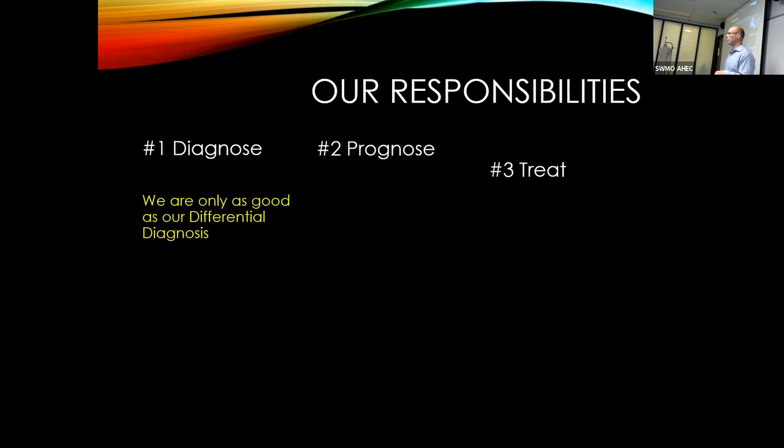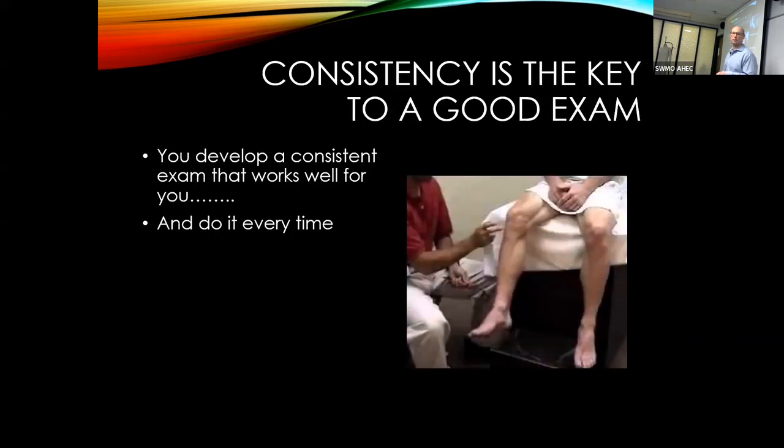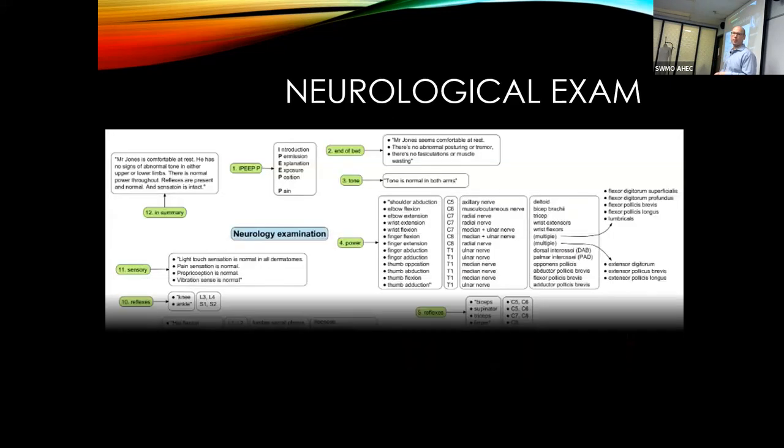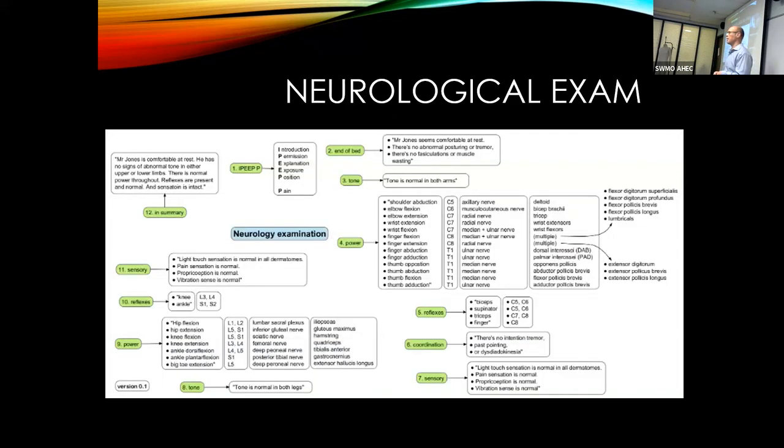Just to recap, our number one job is to get the right diagnosis. The way you do that is a good exam and be consistent. If you do the same exam every time, number one, you dictate it a whole lot quicker. You can just say normal lumbar exam, and then, boom, you got your whole exam done. The one you did and the one you dictated. Neurologic exam can be very, very complex, but if you do it the same every time, it becomes very, very routine.